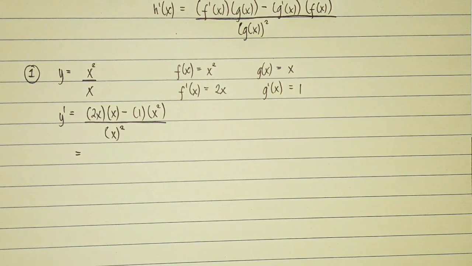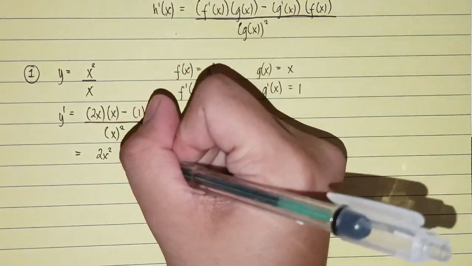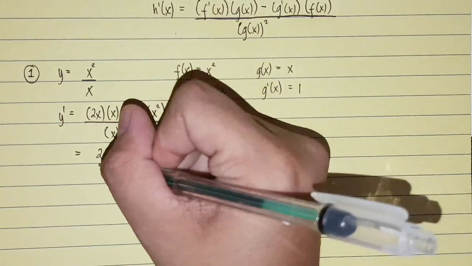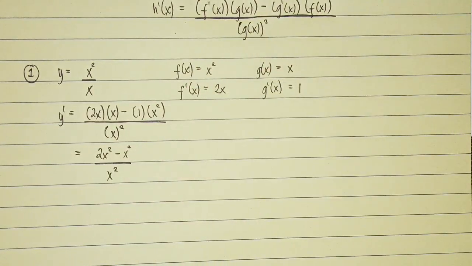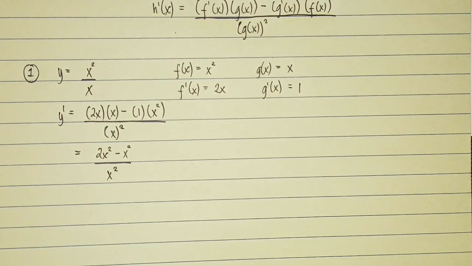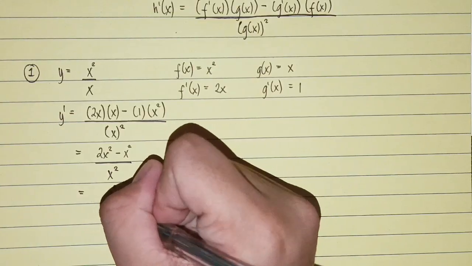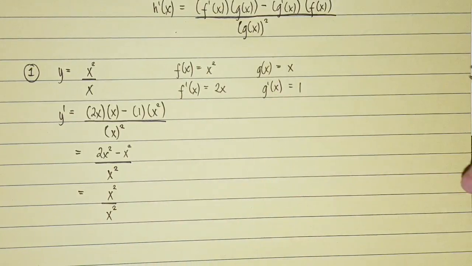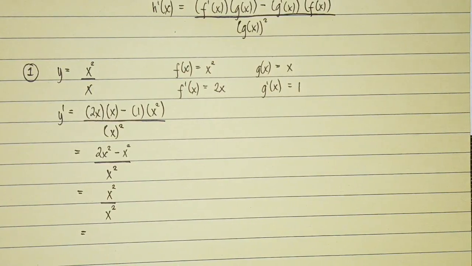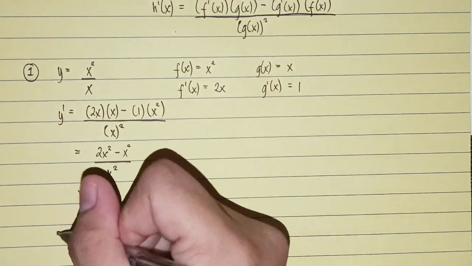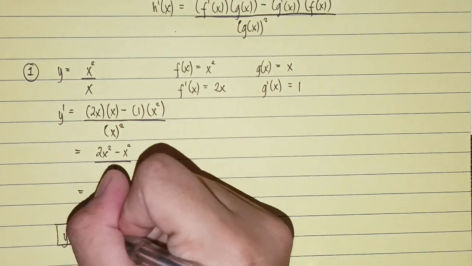Now let's simplify. 2x times x is equal to 2x squared, and negative 1 times x squared is equal to negative x squared over x squared. Now let's simplify. 2x squared minus x squared is equal to x squared, and let's copy the denominator. So let's simplify further. This will give us x squared over x squared, which is simply 1. Therefore, the derivative of the function x squared over x is equal to 1.